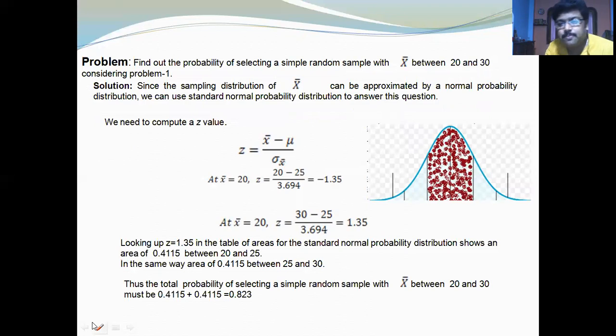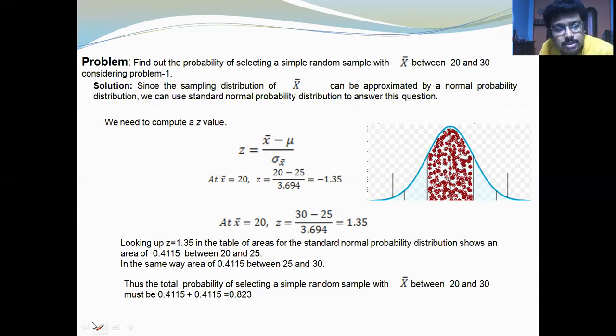Now, here is the problem. If we solve it, then we can clarify our concept. Find out the probability of selecting a simple random sample with x bar between 20 and 30, considering problem one. I mentioned the problem in my first slide: the population is 10 trucks, and we have to find the probability of selecting a simple random sample with x bar between 20 and 30.